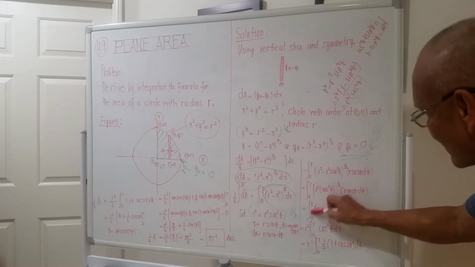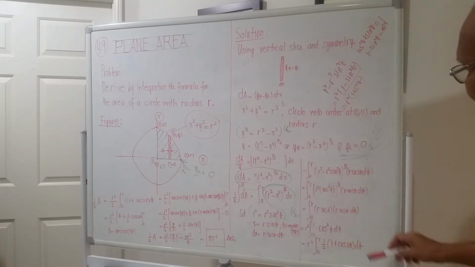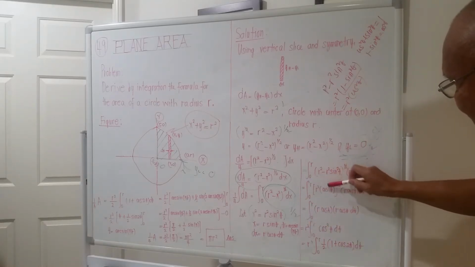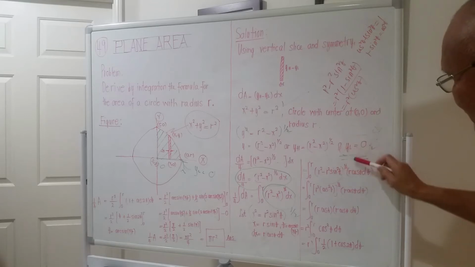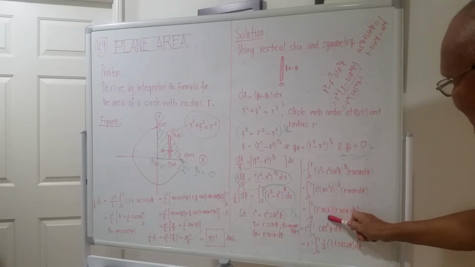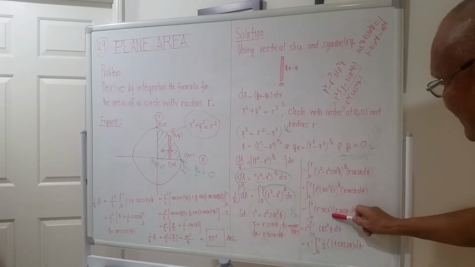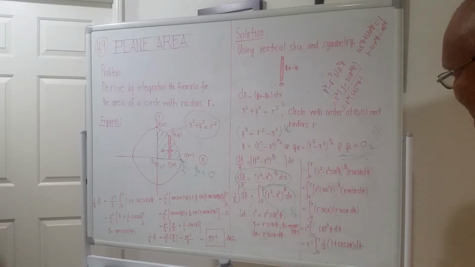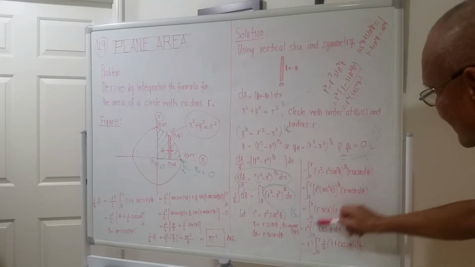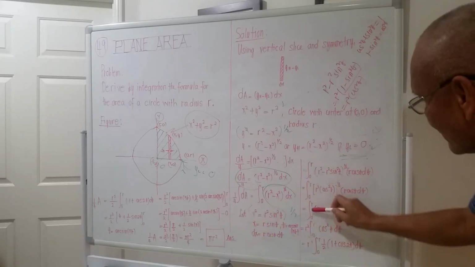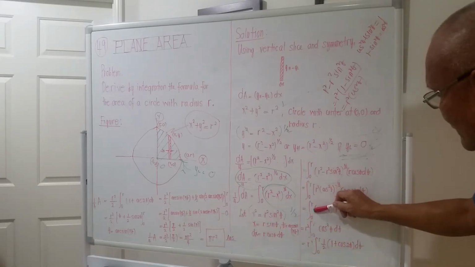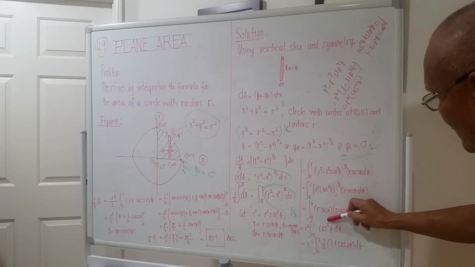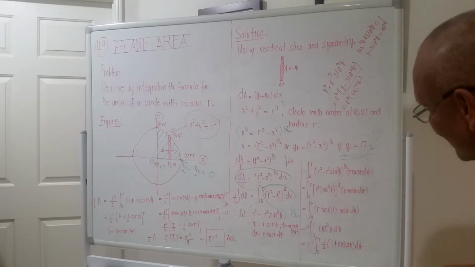What's next? The integral from 0 to r. Perfect square, we raise that to the 1/2, so it will be r cosine of theta, times r cosine of theta d theta. r times r is r square, I bring it out. The integral from 0 to r, cosine square of theta d theta.